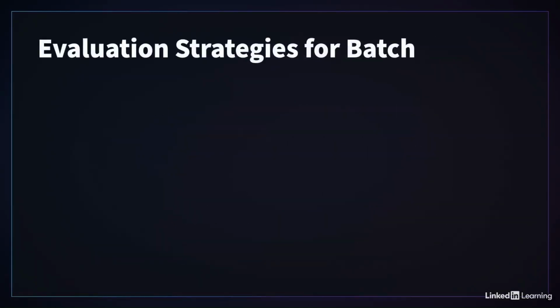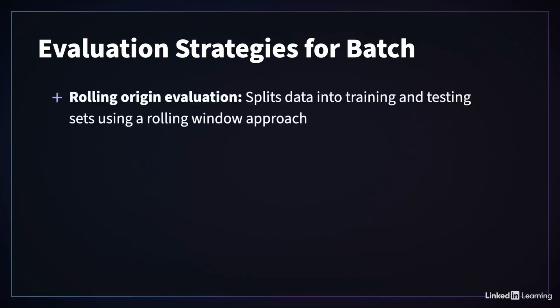Let's look at some key evaluation strategies for batch forecasting systems in particular. First, we have the rolling window analysis, which is also often called the rolling origin evaluation. It helps us test the model on different segments of data over time. This method slides a window of data forward, which allows us to test on the latest available data and mimics how you would use the model in real situations.